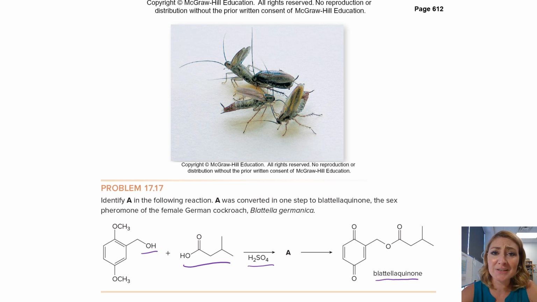This is actually pretty genius because we can use the sex pheromone that female cockroaches use to communicate with male cockroaches. We can bait a trap with this pheromone, and it's going to bring all the male cockroaches in, and it's going to kill them. So it can be used in controlling the cockroach population. A little bait and switch there.